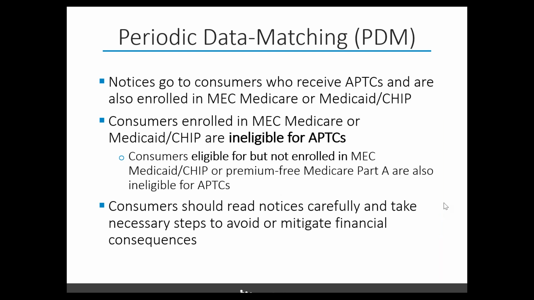The marketplace periodically checks for consumers receiving APTCs who are also enrolled in Medicaid, CHIP, or Medicare that qualifies as minimum essential coverage, or MEC. And the marketplace will send notices to these consumers. The notice lets consumers know that they're enrolled in two types of coverage and explains next steps to avoid or mitigate financial consequences. The bottom line is that these consumers are generally not eligible for APTCs, and so the consumer's options and next steps depend on the type of coverage that they have.